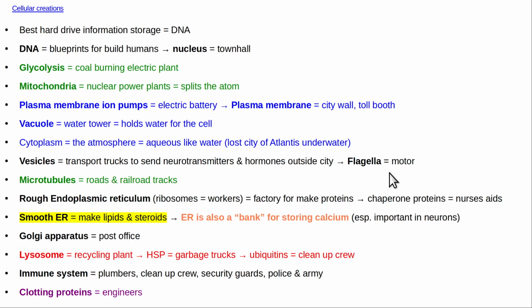Flagella are just like motors. They're incredibly complex. There's a PhD scientist by the name of Michael Behe who's written entire books about the complexity of the flagellar motor and how miraculous it is.